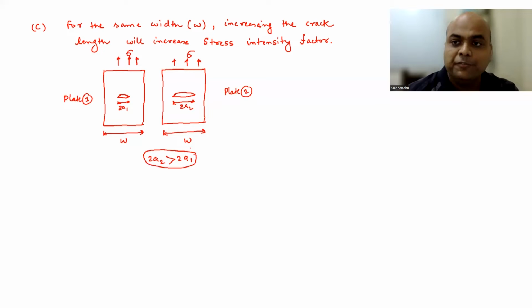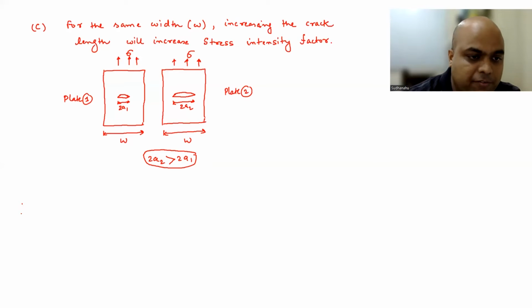So we can see here 2A2 is greater than 2A1. Okay. Now, if you again use the concept of stress trajectories or line of forces, you will see that in plate 2, the line of forces will be much closer than in the case of plate 1. Remember, the number of line of forces in both the cases will remain almost the same. So in plate 2, you are going to observe higher stress intensity factor as compared to plate 1. So these are the 3 points we can have when we consider finite plate and infinite plate.